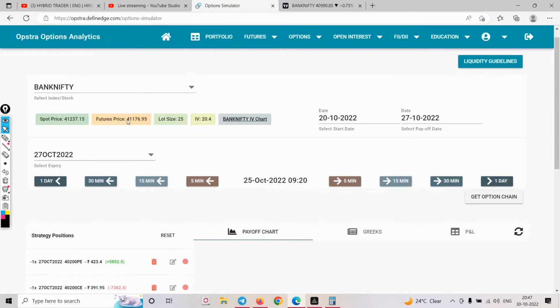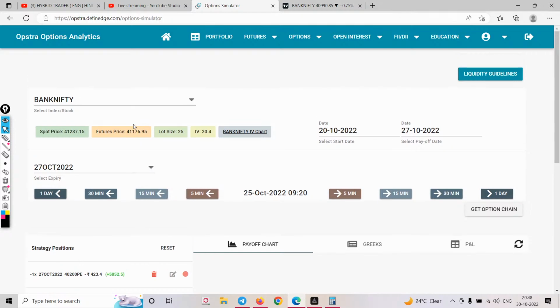Okay, so now the market is at 41,176. So tell me friends, 40,800 was where we have deployed one more iron fly. The market is now at 41,200. Check here, 41,200. So almost it made a 400 points gap up. Now you guys tell me what could be the loss.